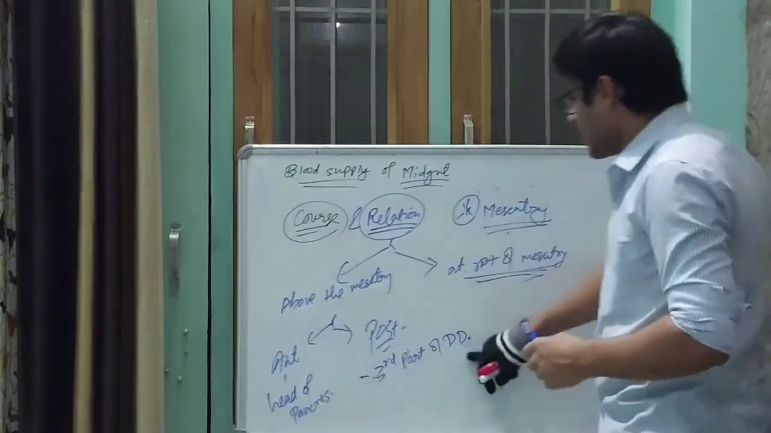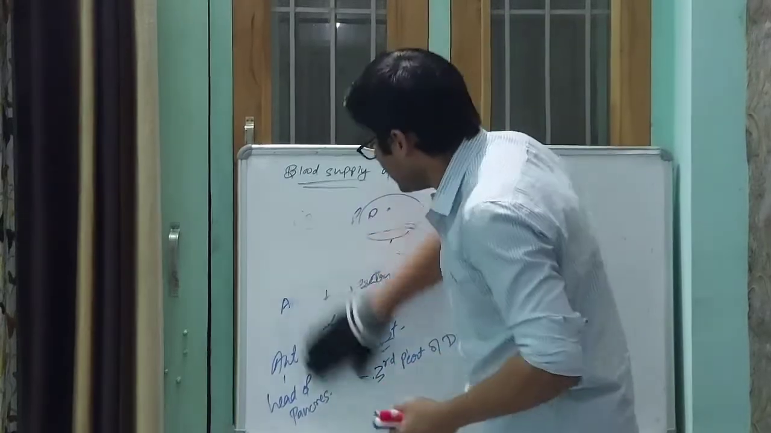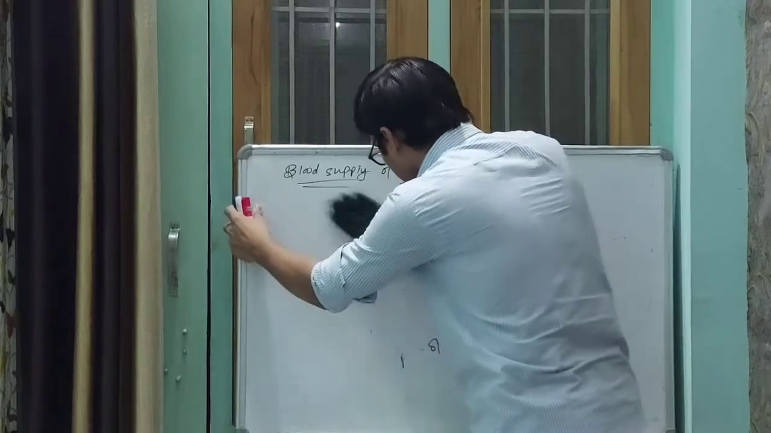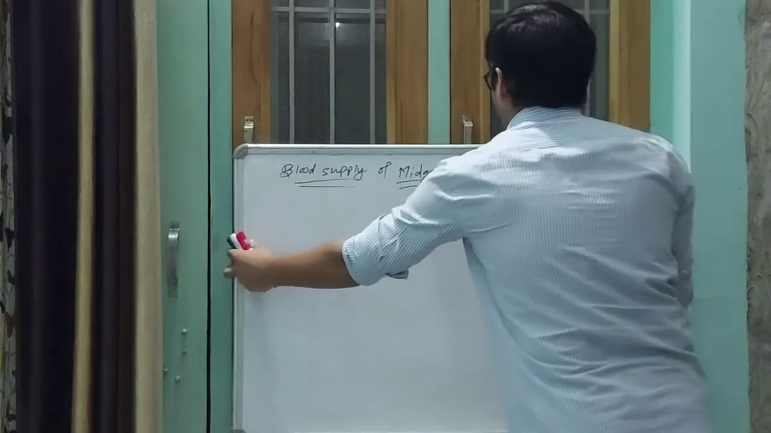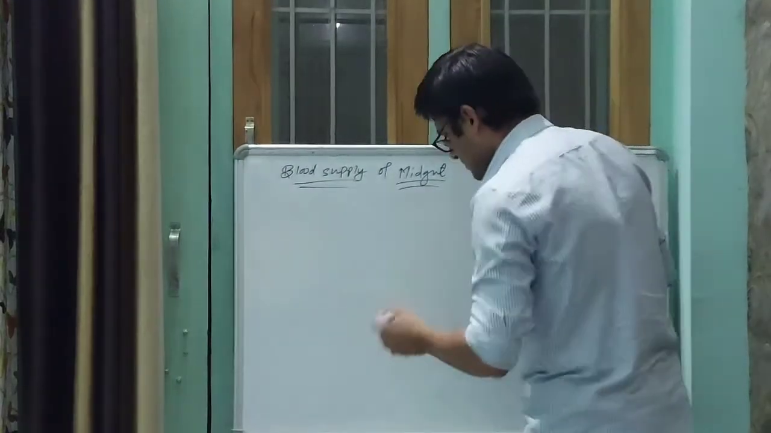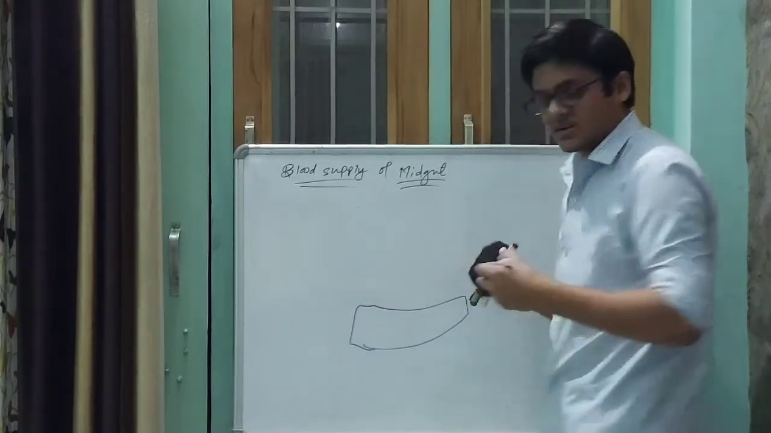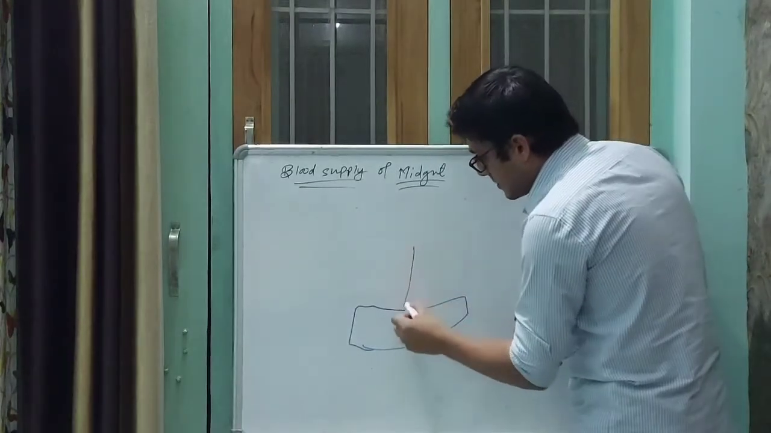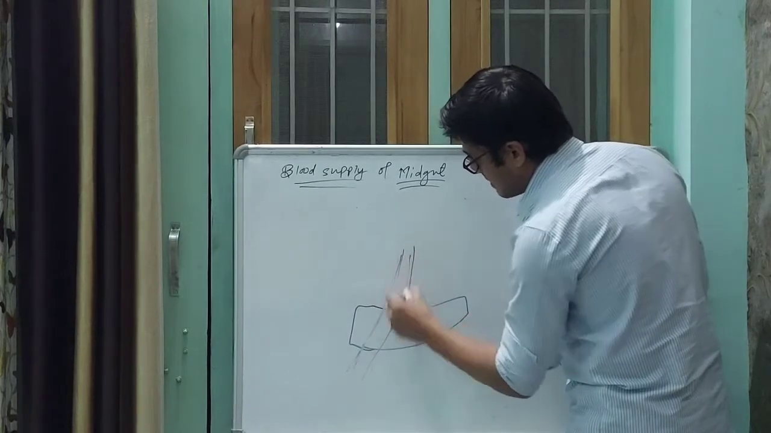Now I talk about the third part of duodenum. Why it is important? It is very much important, my dear friends. Let me show it why it is important. Now let us see. Suppose this is the third part of the duodenum. And the superior mesenteric artery is going on the right side to supply the midgut.